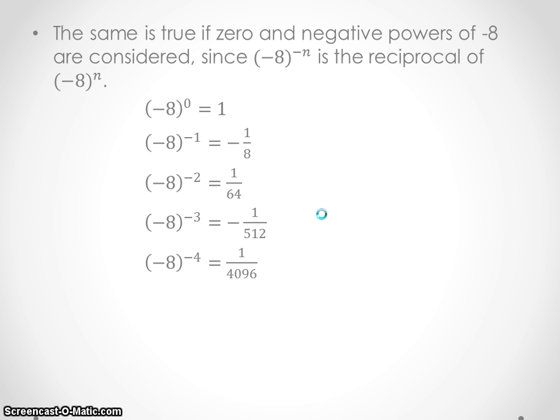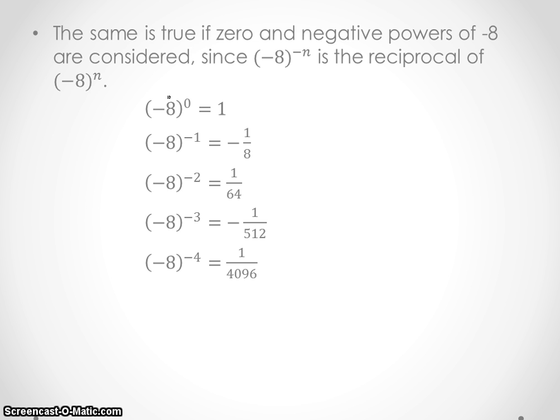Now we can extend this idea to having negative exponents, which makes a rational result here. So the same is true if 0 and negative powers of negative 8 are considered, since negative 8 to the negative nth power is the reciprocal of negative 8 to the positive nth power.